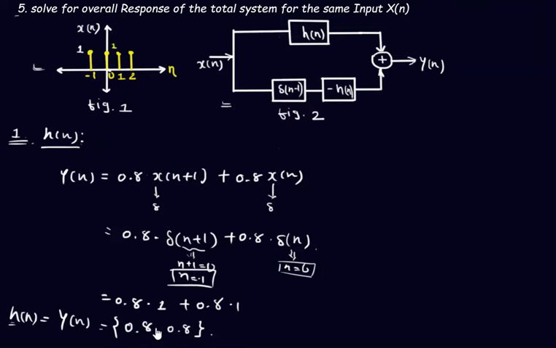0.8 and 0.8. Okay, but in the form of output in a sequence, we can directly say that this particular expression may be written as 0.8, 0.8, the individual values. Okay, so this is our impulse response, the answer to our first question.